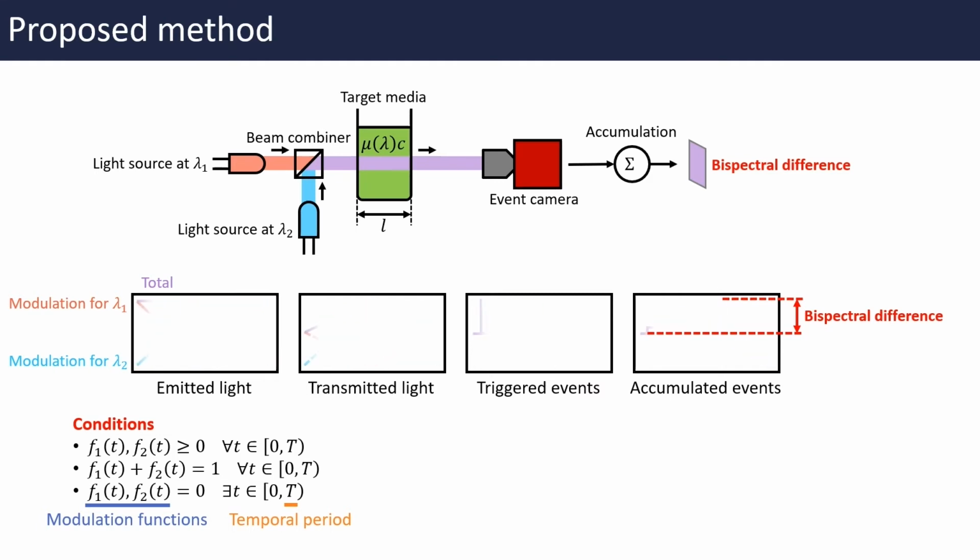For example, when a modulation function is a triangle wave, another function also becomes a triangle wave shifted for a half of the period. The amplitudes are adjusted so that the total intensity of emitted light is always constant, but the total intensity of transmitted light temporally changes because of the difference in absorption. The event camera records events based on the temporal change. Finally, accumulating events allows to reconstruct the bispectral difference.